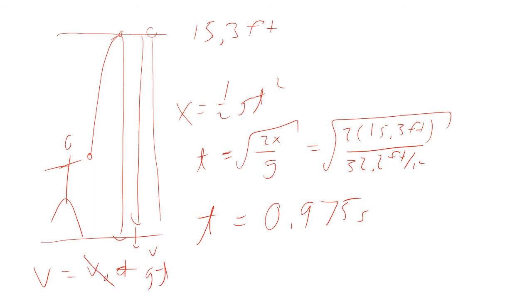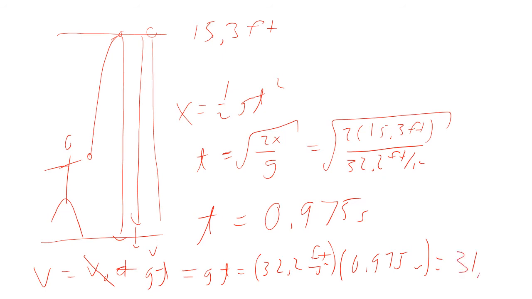Okay, so we know that v is going to be v naught plus gt. At the top, it's not moving, so that's just going to be equal to gt. So 32.2 feet per second squared times 0.975 seconds. So that comes out to be 31.4 feet per second.